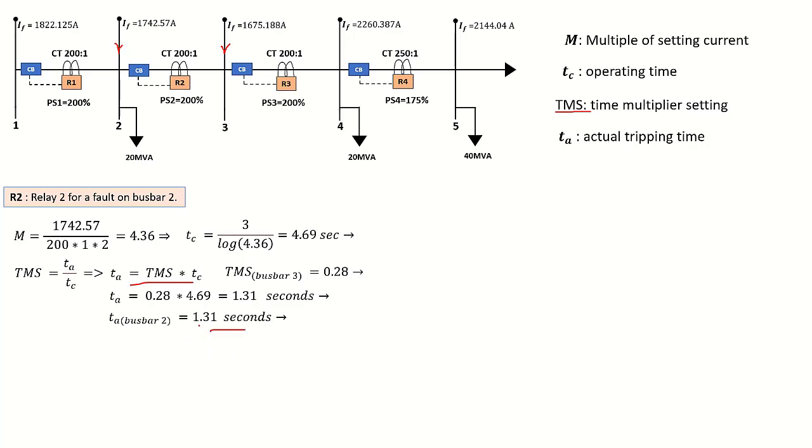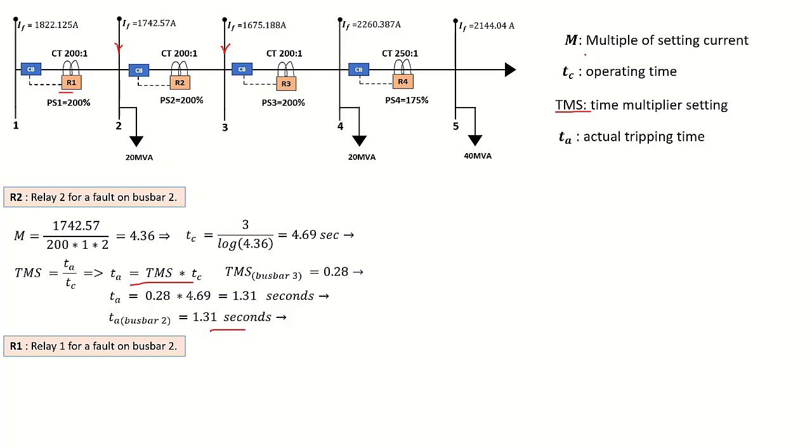Please pay attention, guys. Okay, so now we've done with relay 2 for both the fault on busbar 2 and busbar 3. So now we move on to relay 1. Just like we've done for relay 2, we've calculated for the fault on either one of the busbars. Now we have to do the same for relay 1 for the fault on busbar 2 and for the fault on busbar 1. So we first start for the fault on busbar 2 as we've done previously. So relay 1 for the fault on busbar 2.